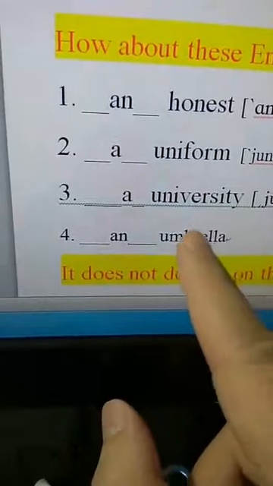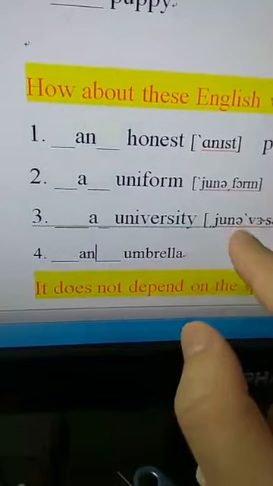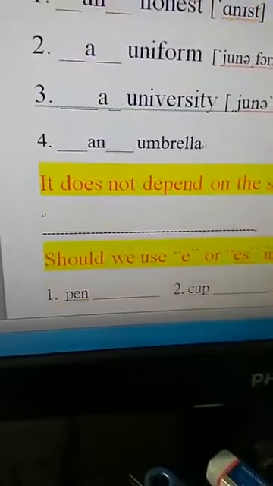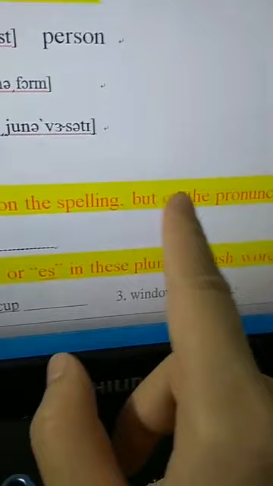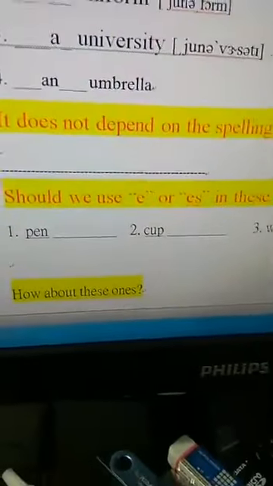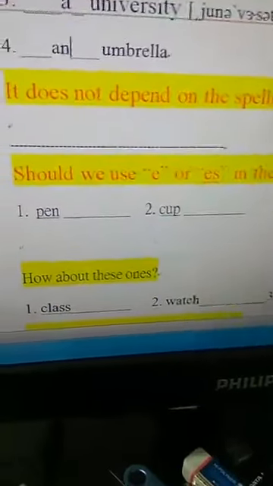So all the time we don't see the spelling, but the pronunciation. Remember this. It is not about the spelling, but about the pronunciation. So that's the rule. Okay? It does not depend on the spelling, but on the pronunciation. Okay, remember this.